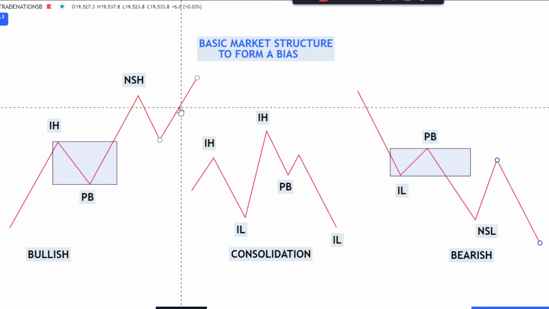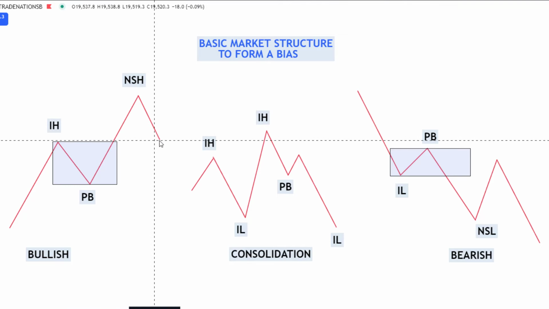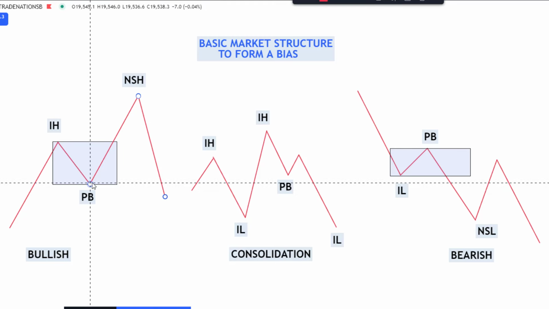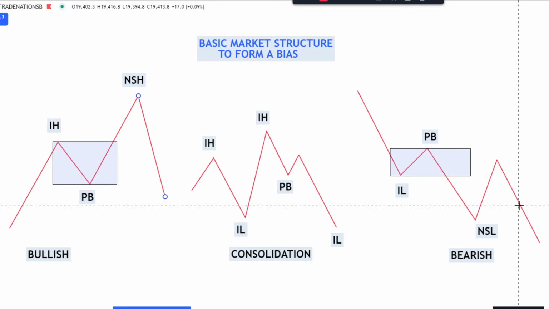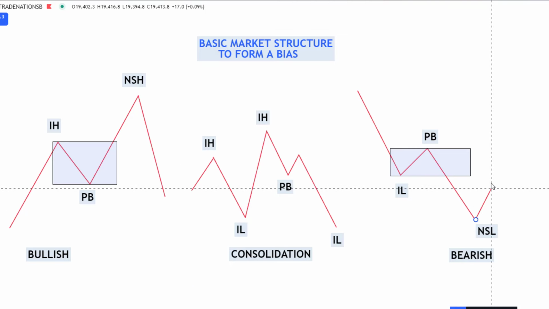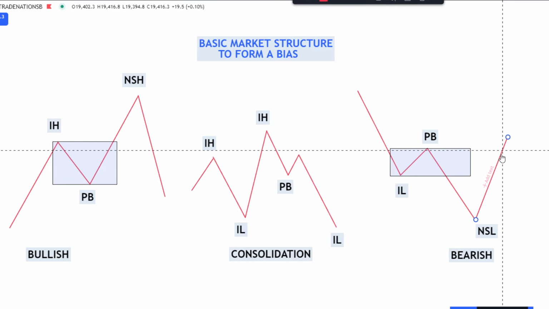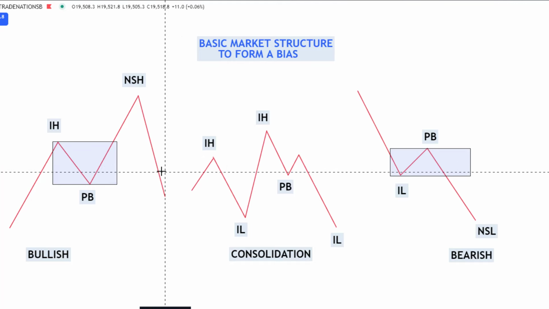Now, if I delete these off and we come back to this initial bullish trend, if this pullback does break and close below this previous pullback, the trend's invalidated and we're back into consolidation. And the same goes for the bearish trend. If this next pullback closes above the previous pullback here, then the trend's invalidated and we're back to consolidation.